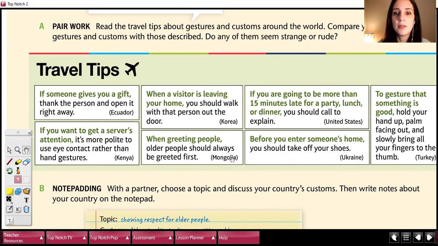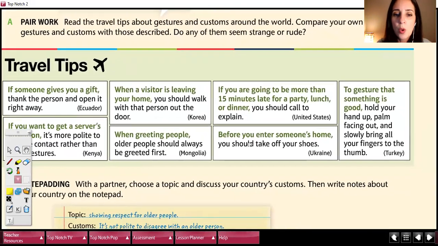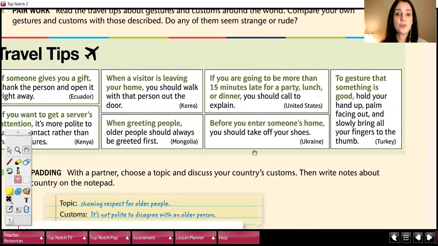Yes, this is another custom. Before you enter someone's home, you should take off your shoes. Oh, this is really nice. I think more people are doing it right now with this pandemic. It's interesting because this is a show of respect, and you also keep your house clean, and it's hygiene, okay? But not everybody does this here. Some people are doing it more often, and this is interesting.